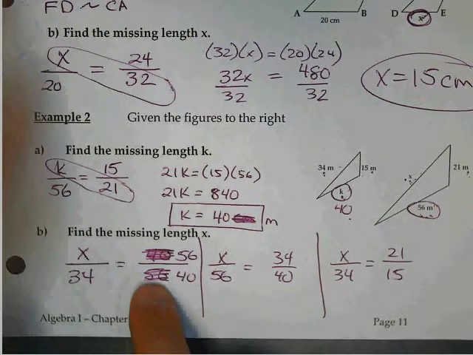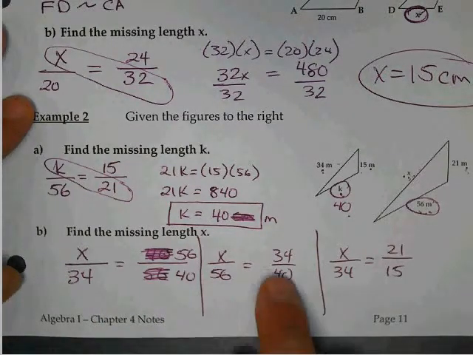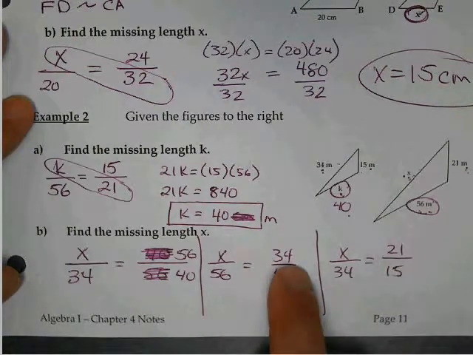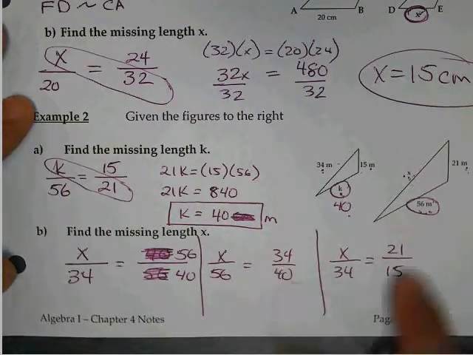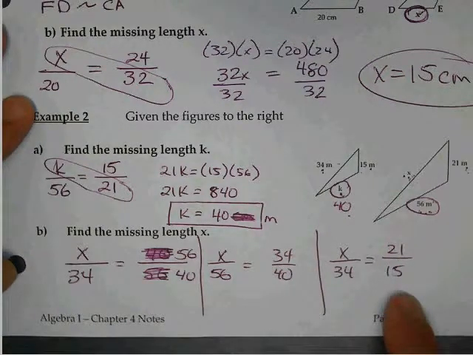Watch what happens. When you multiply this first one diagonally, you get 56 times 34. When you multiply the second one diagonally, what do you get? Same thing. But what about this one? Is that still going to be right?